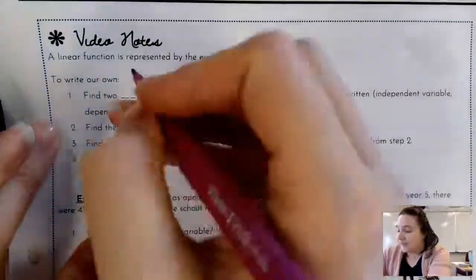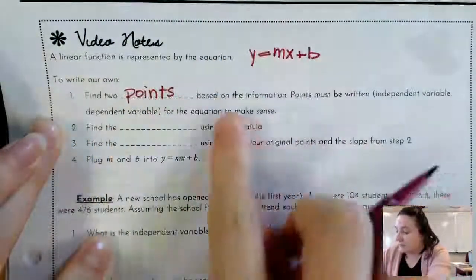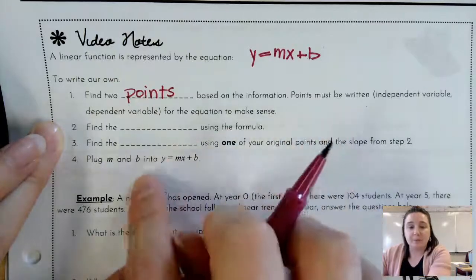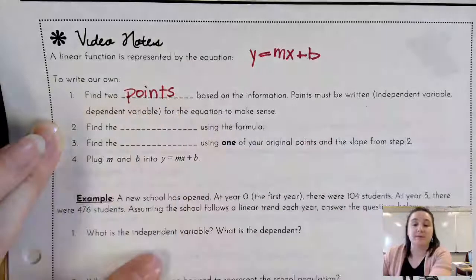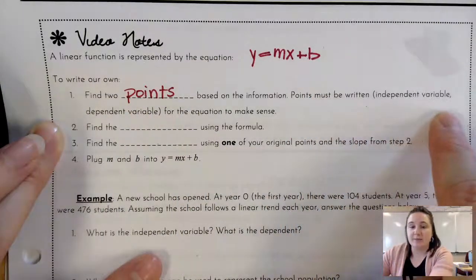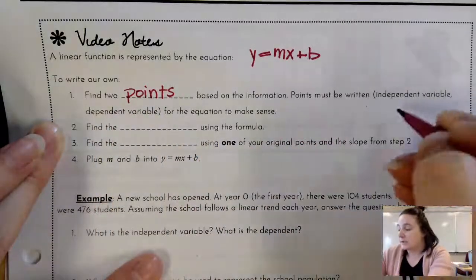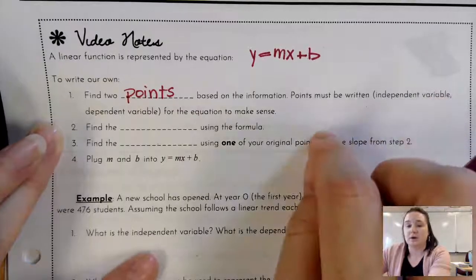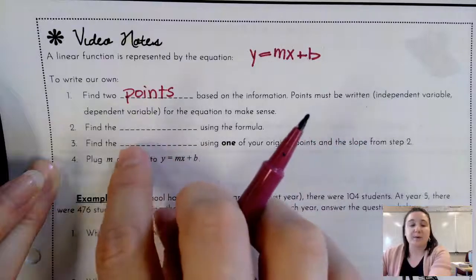First is to find 2 points based on the information. We're going to be given a story problem, typically, and you're going to be able to find 2 coordinate points given that story. And our points must be written as independent variable, comma, dependent variable in order to make sense. So that's just some extra information. We'll need to think back to our 2.3.5 explanation of what independent and dependent variables are.